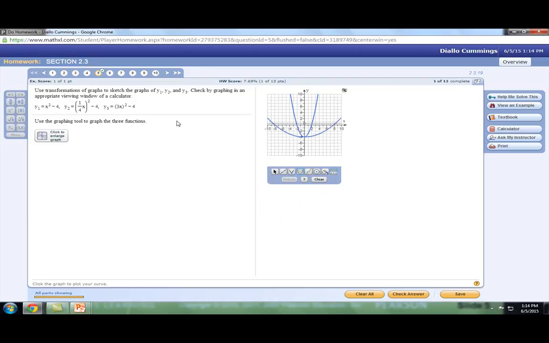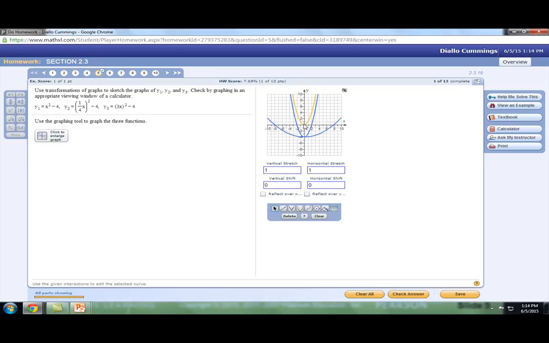And for that third function, again, I'm going to use the quadratic function. My vertical shift is -4. And in this case, my horizontal shrink should be 3.